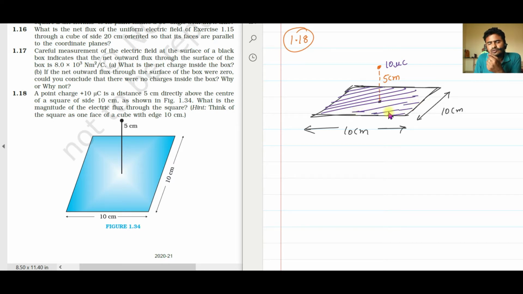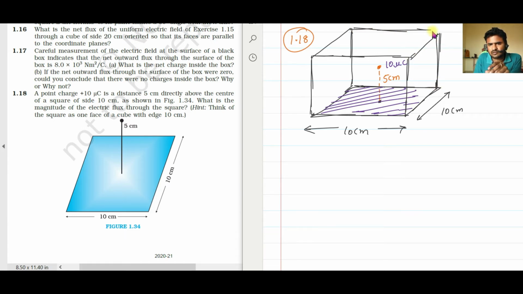Now what you should do, it is very difficult to find out the electric field at every point and multiply that with area, because at different points the electric field is going to be different. So what we will do is we will visualize a cube. We are going to attach more surfaces to it to make it a cube. Yes, now I made this as a cube.